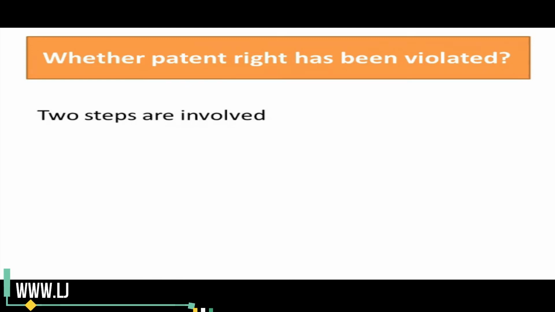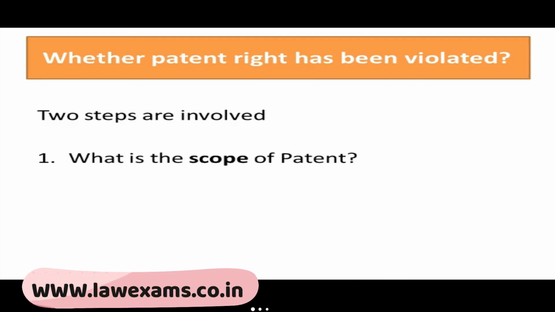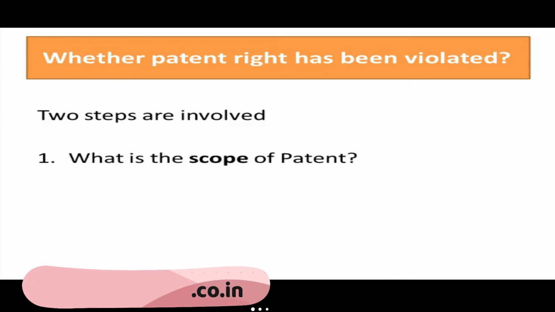Now, let us make more sense of infringement, whether a patent right has been violated. The question whether a particular patent right has been violated or not would be the question relating to infringement. Let us make sense of that particular question itself. Two steps would be involved in that. What is the scope of the patent? The first and foremost question that will be raised before the court would be, what is the scope of the patent of the plaintiff?